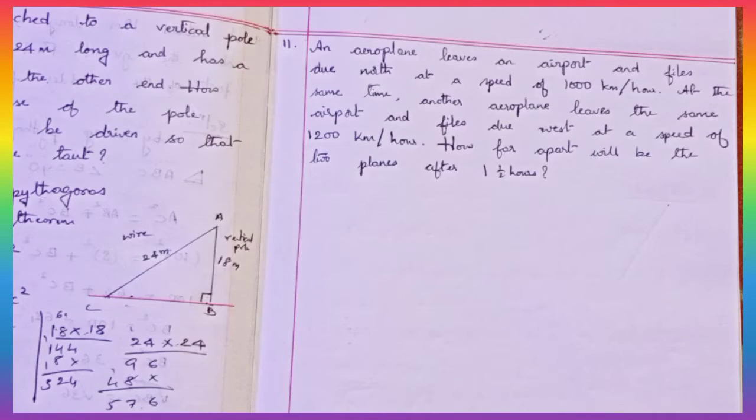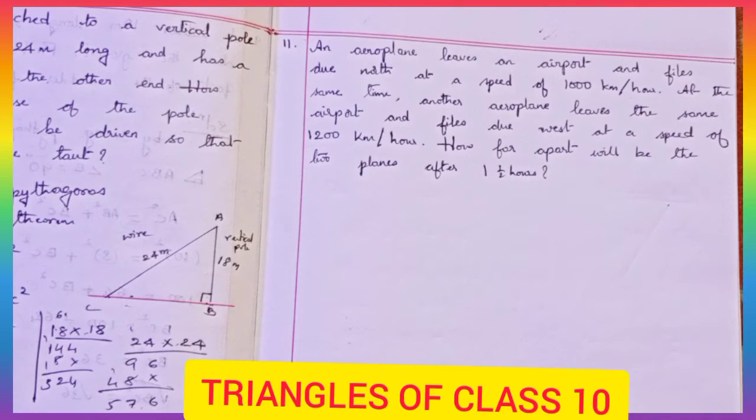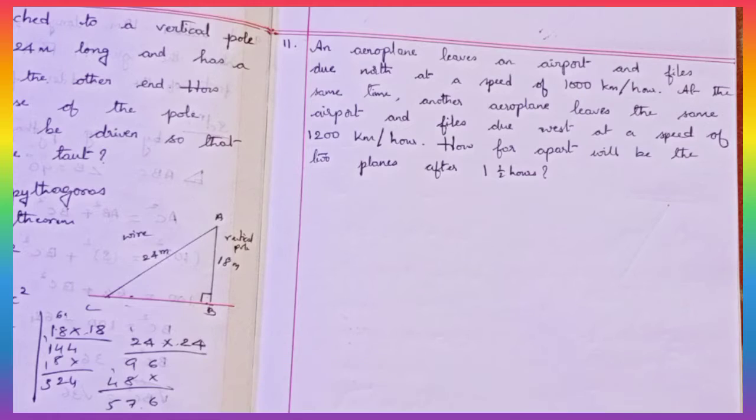Today we are solving problem number 11 from the unit of triangles of class 10. The question is taken from CBSE textbook, exercise 6.5, and it is taken from exercise 2.5 in Karnataka state textbook. The question is like this.